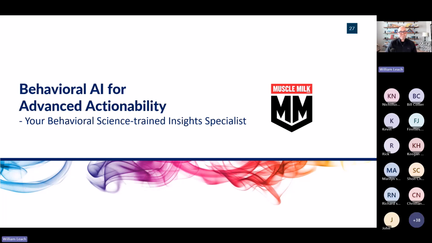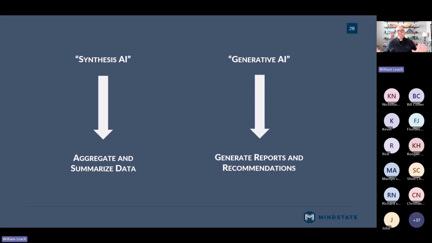So let's talk about the way to think about AI. The way I think about AI is that there are 2 different types of AI. You have synthesis AI, which is artificial intelligence that's going to aggregate and summarize data. This is the classic AI that's going to look through all your verbatims and all of the data that you have out there. That's kind of like the librarian that I talked about. It's going to do a pretty good job at that.